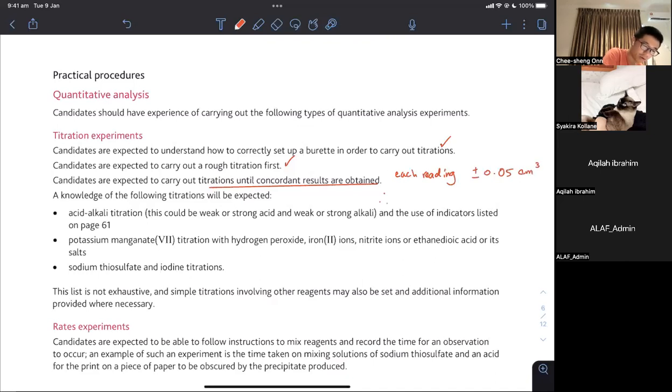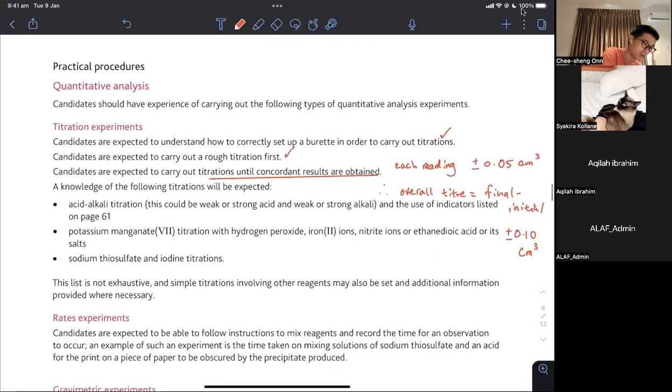That means the overall titer comes from 2 readings, your final minus your initial, so that your maximum allowed difference is plus minus 0.10 cm cube. Akila, I'm not sure whether you are retaking your AS exam in November or not, but if you are, then you will be resitting your practical exam as well. So you might want to take notes of little bits of pieces here and there, so that it might be helpful for you the next time you sit for this kind of practical exam.